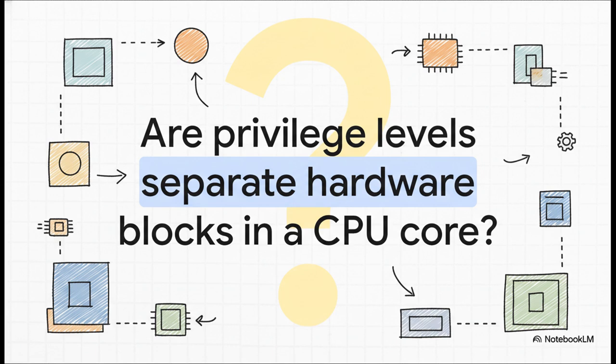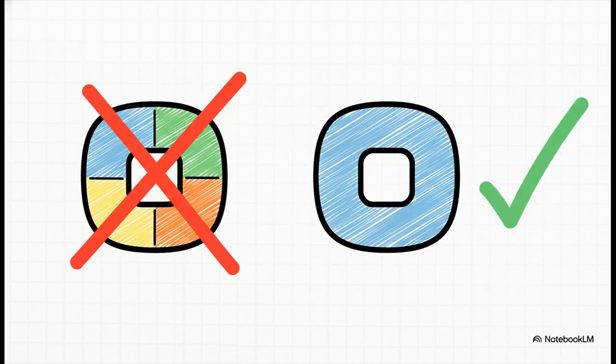So this is the picture that pops into a lot of people's heads, right? The idea that inside a single CPU core, there are separate little hardware blocks, like one section for user mode, another walled-off area for the kernel, that kind of thing. It feels logical, it makes a certain kind of sense, but is it actually right? Nope. A big, fat, unambiguous no. And honestly, if you take away only one thing from this, let it be this. Privilege levels are not physical divisions inside the chip.